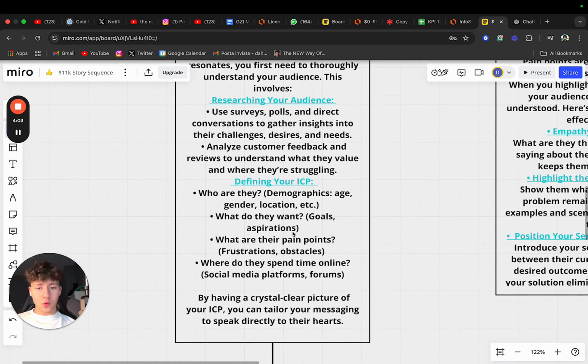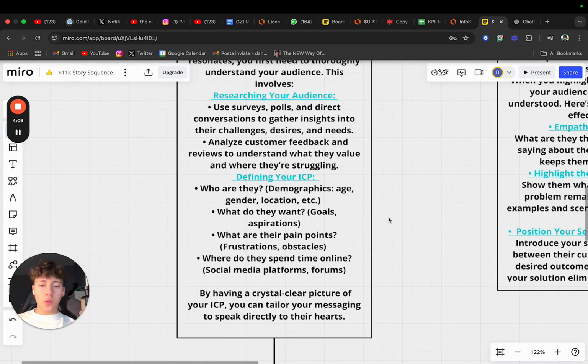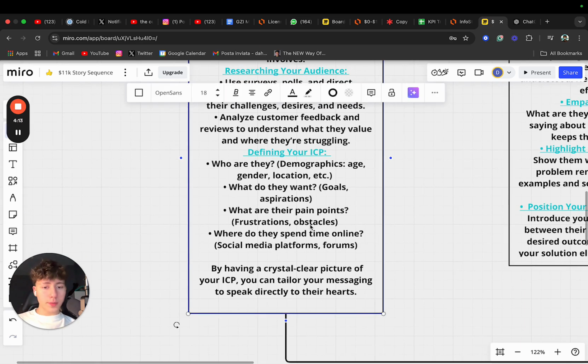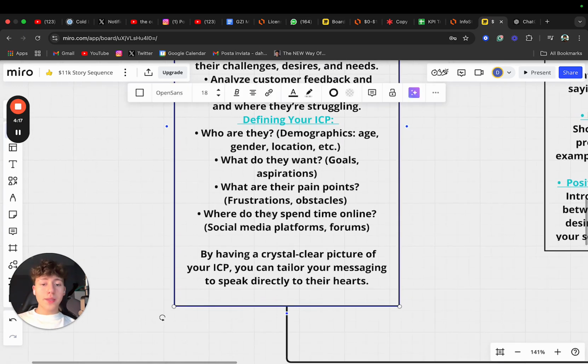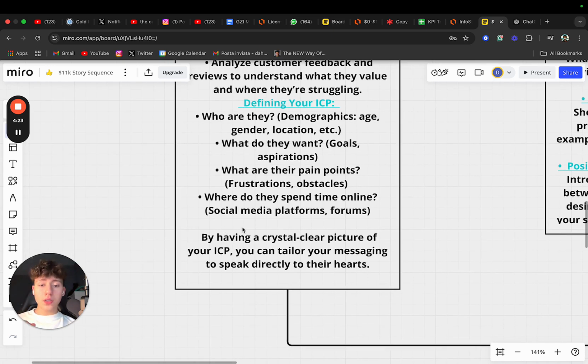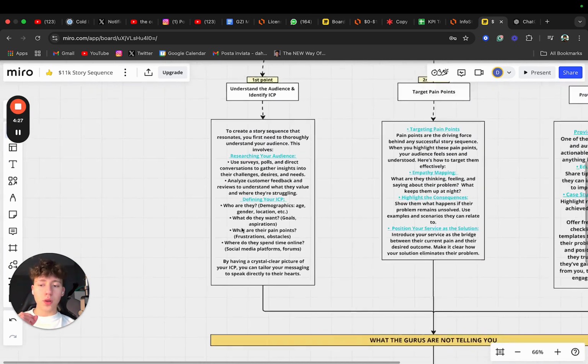Define your ICP. Who are they: the demographics, age, gender, location, etc. What do they want: goals, aspirations, where they want to get, the desired outcome. What are their pain points, frustrations, obstacles, bottlenecks, however you want to call them. Where do they spend time online: social media platforms, forums, IG, X, TikTok, whatever it is. By having a crystal clear picture of your ICP, you can tailor your messaging to speak directly to their hearts.